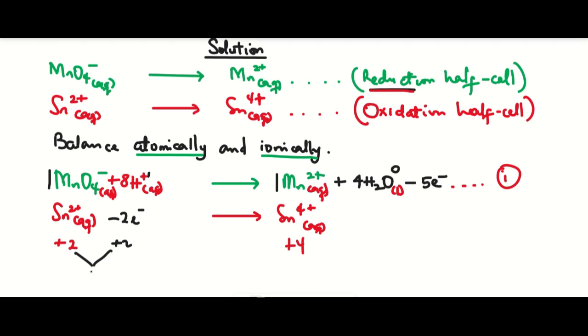So plus 2 plus 2 will give us plus 4. It means that the ion at the reactant side is now equal to that of the product side. We have been able to balance atomically and ionically. So this becomes my equation 2.